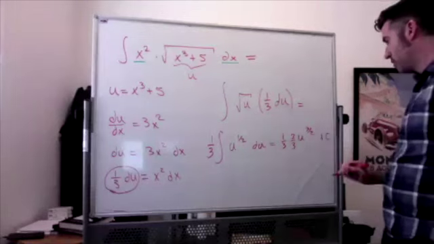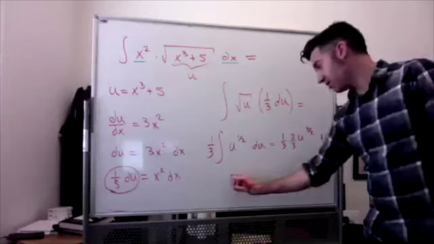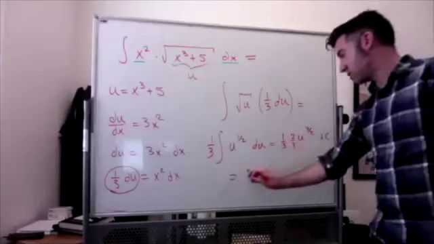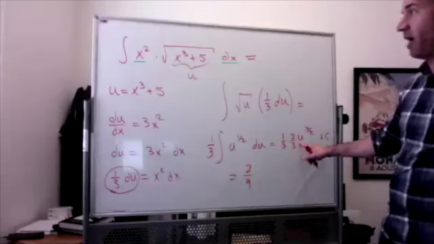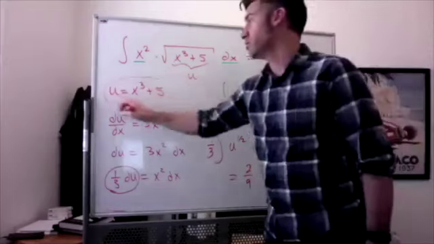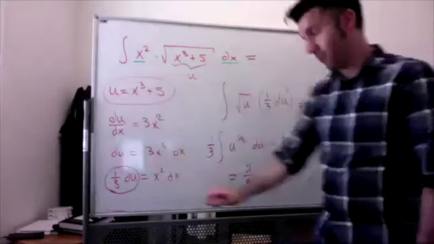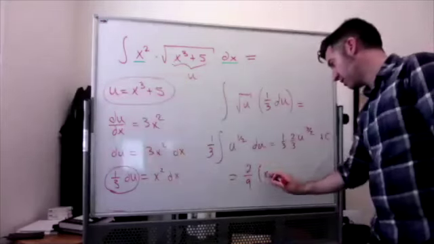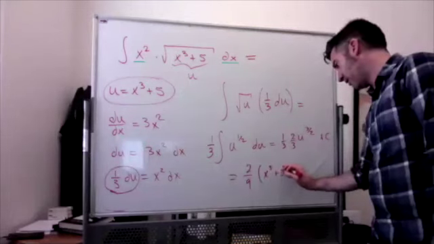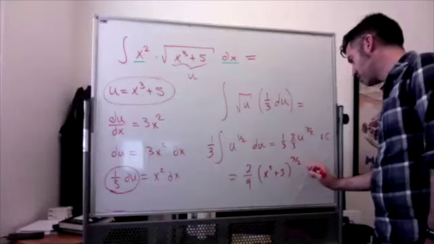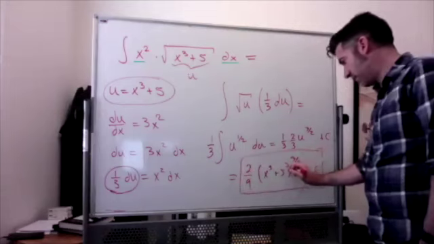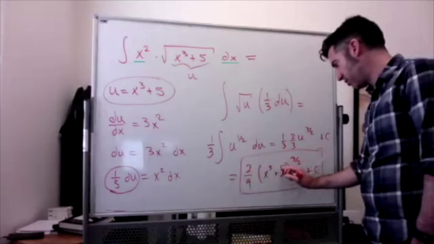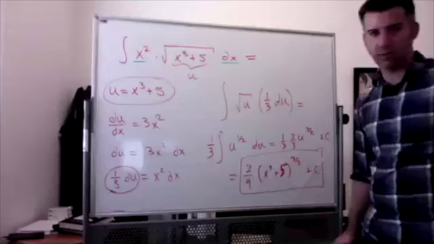We're going to simplify just a tiny bit. 1/3 times 2/3 is 2/9. And u we have to then replace back with what u was equal to, which is x cubed plus 5. That's going to be 2/9 times x cubed plus 5 to the 3/2 plus c. Sorry, that is a 5. My 5's never looked good. It just looks worse now.